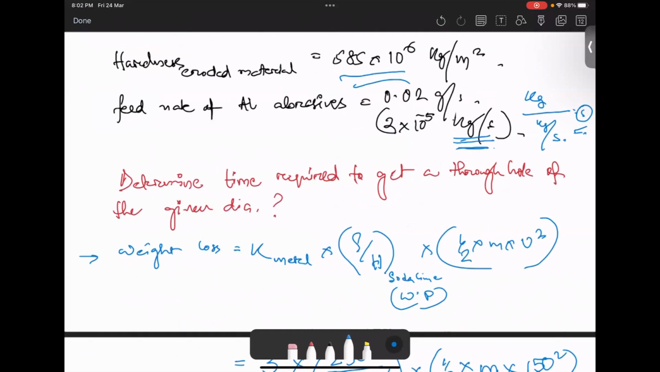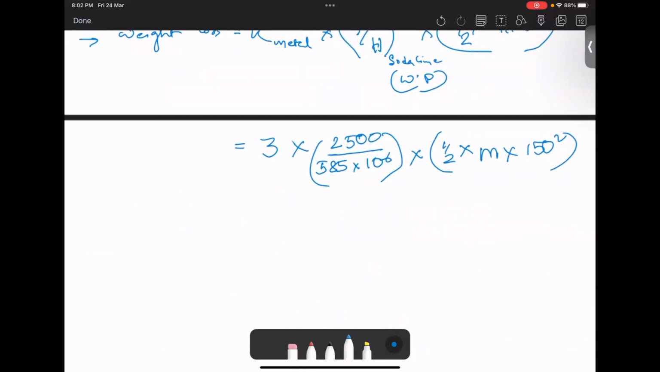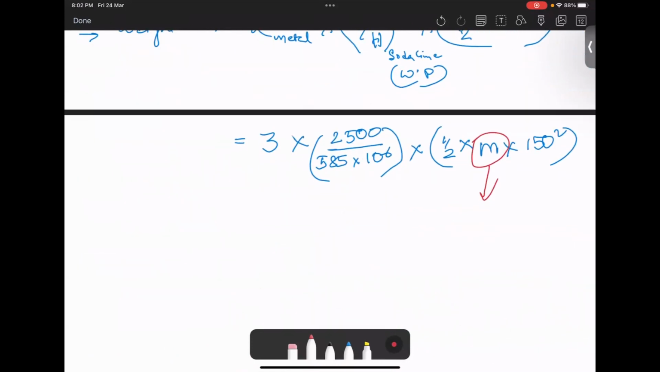Now this mass you have to find out. How do we find out the mass? Now the mass is actually the amount of your abrasive particles in kg.